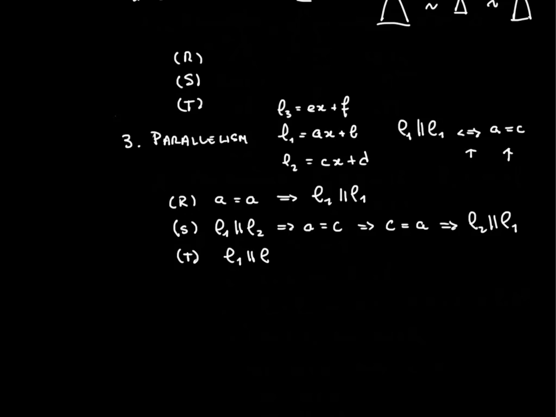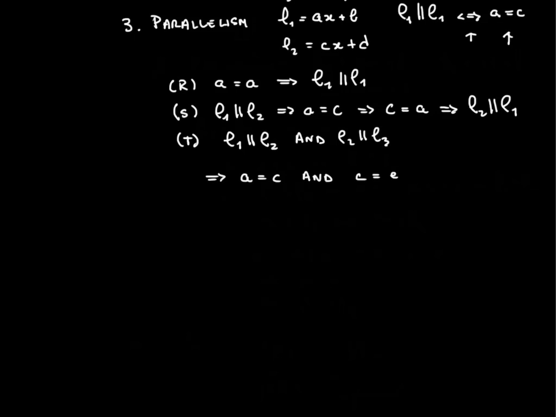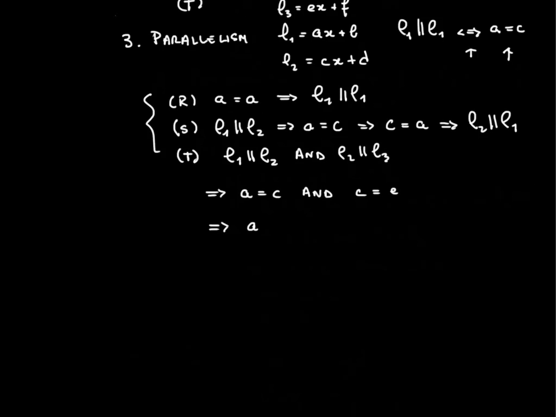Now, if L1 is parallel to L2, and L2 is parallel to L3, what I can say is that A is going to be equal to C, and C is going to be equal to E. Now, equality is transitive, which means that A is equal to E, and this allows me to conclude that L1 is parallel to L3. So it is reflexive, symmetric, and transitive. Parallelism is an equivalence relation.